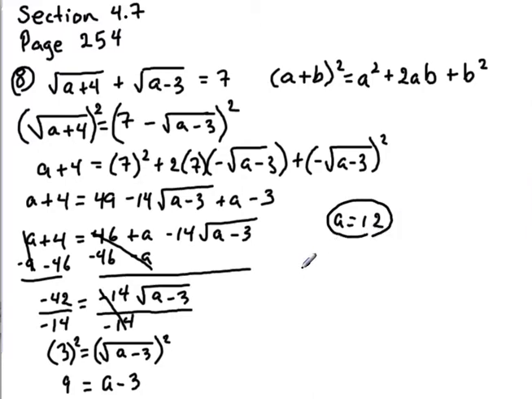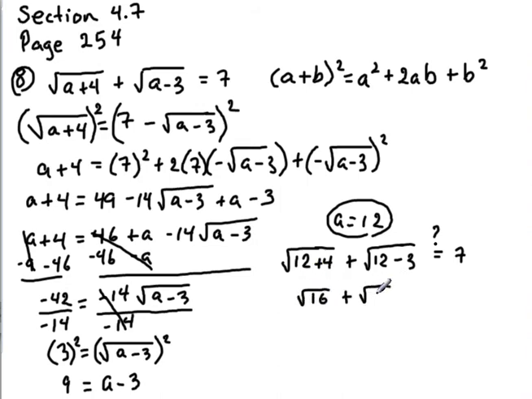Alright, let's just check that to make sure that it works. So we're going to take that 12, plug it back into the original equation. So I'm going to write radical 12 plus 4 plus radical 12 minus 3. We want to see if that equals 7. Radical 12 plus 4 is radical 16. Radical 12 minus 3 is radical 9. Radical 16 is 4. Radical 9 is 3. And 4 plus 3 is indeed equal to 7. 7 equals 7. Our equation works.